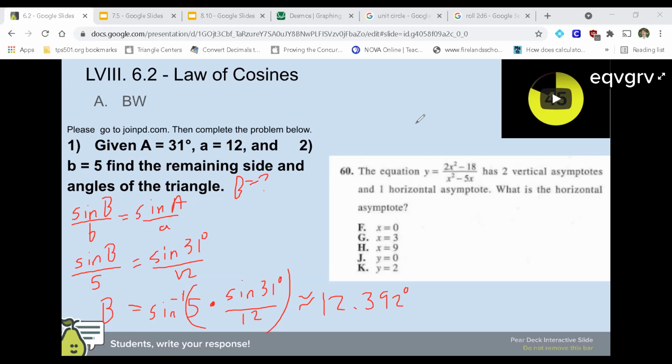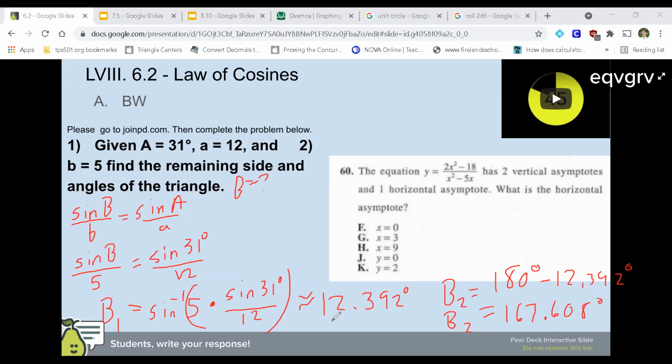Okay, but now here's the tricky part. That's not the only solution for B, right? There could be another possible solution for B. If we subtract this from 180, that could give us another possible solution. If you did that, you'd get 167.608 degrees. But is that a viable solution for your angle?